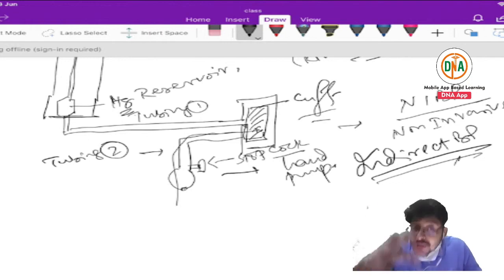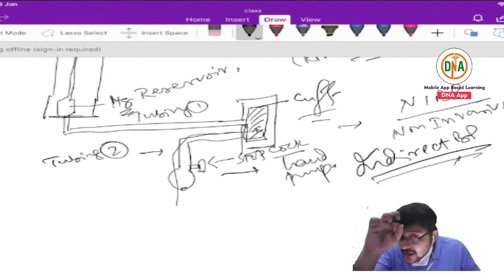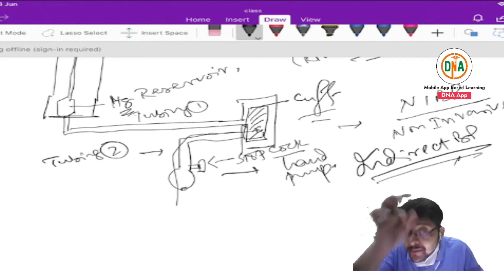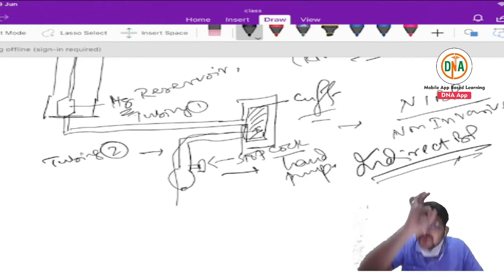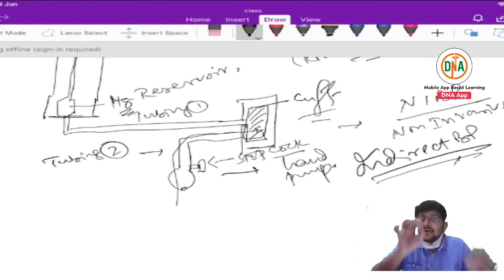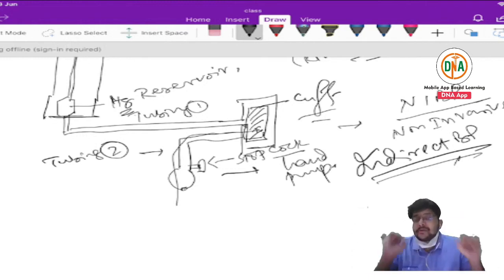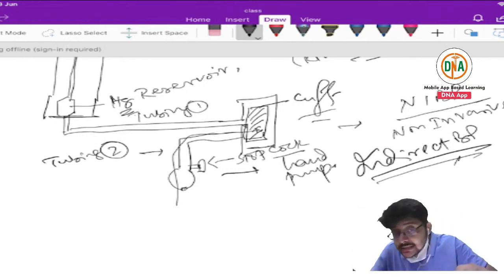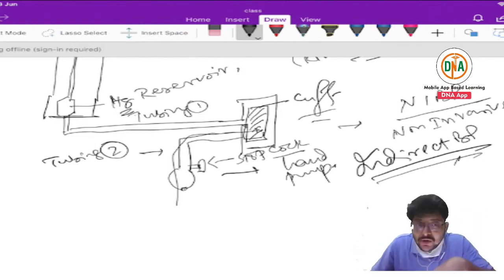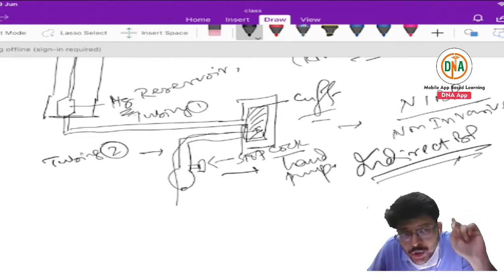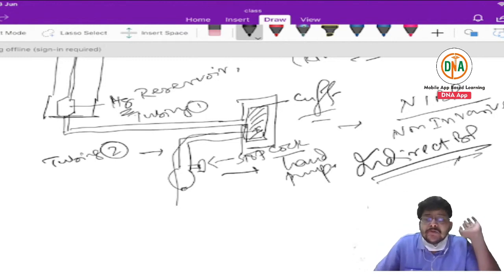We give pressure on the artery, we collapse the artery, and we calculate the collapsing pressure. The pressure which will neutralize the actual blood pressure, we calculate that. We do not put anything inside the artery by this method. So this is known as non-invasive BP or indirect BP.